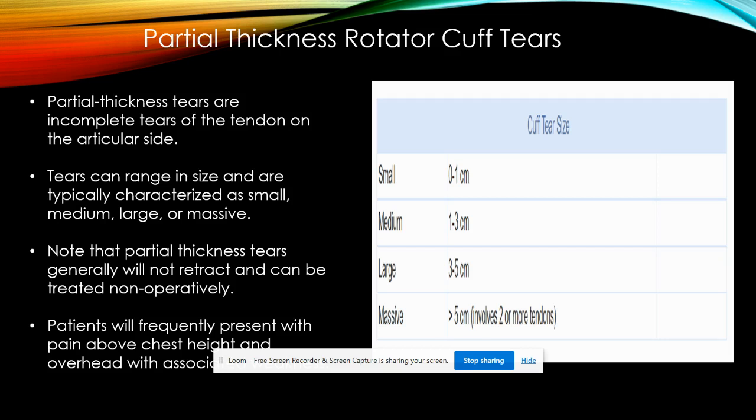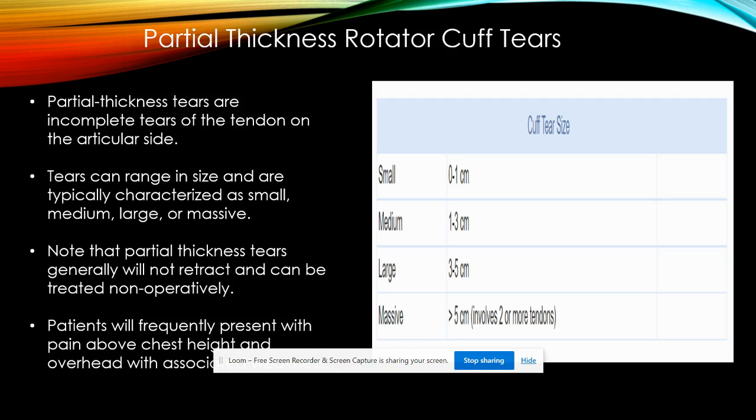Okay, so what about partial thickness rotator cuff tears? Much like our PASTA lesions, these are also partial thickness tears, but they involve more of the tendon. So ultimately, what we generally do is break these partial thickness tears down by size. So small is 0 to 1 centimeter, and we typically characterize these tears as small, medium, large, or massive.